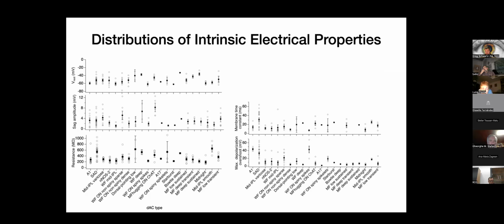Same for the sag amplitude. Some have it, some don't. The resistance varies dramatically. Look at the first two columns of the resistance plot. That A1 cell sits right around 250 mega ohms. That SAD cell sits at 500. So these are actually parameters that can be very helpful in distinguishing the types.